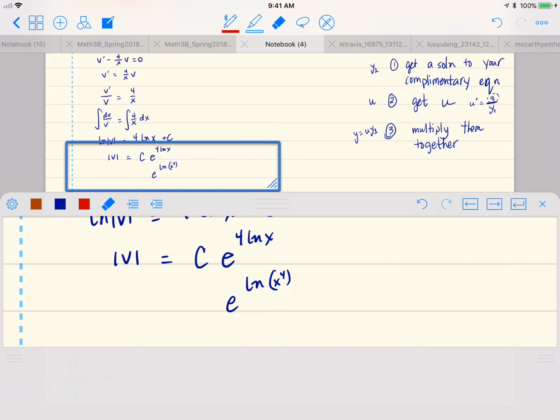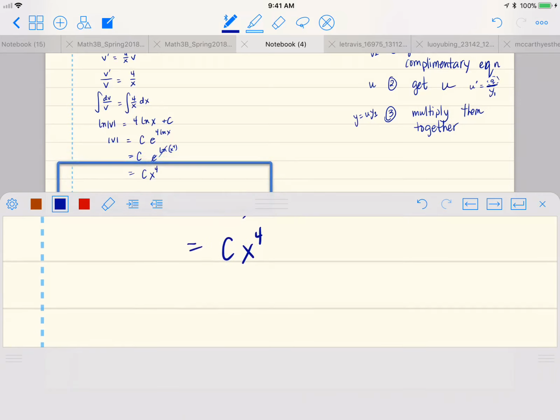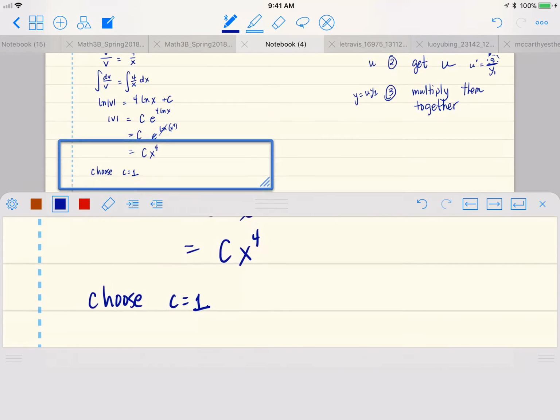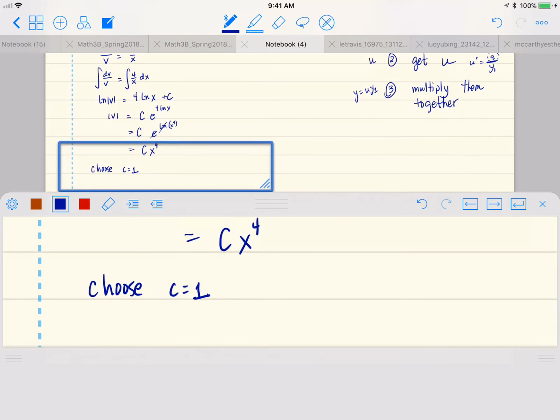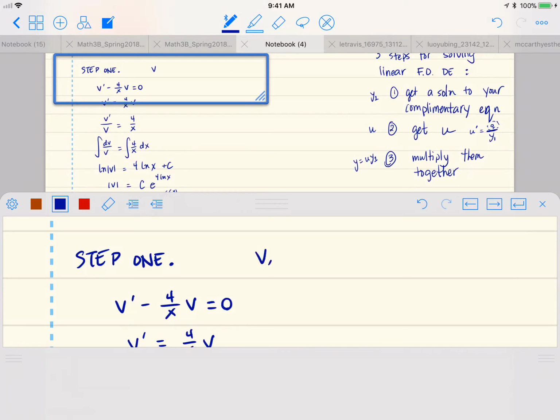And then the e and the natural log are inverse operations of each other, right? So they cancel each other out, and I'm just left with c, a constant times x to the 4th power. So I can just choose c equal to 1. Since I just need any solution of the complementary equation, I can just choose c equal to 1. And in this case, v1 is going to be equal to x to the 4th. So the conclusion of step 1 is v1 is equal to x to the 4th.